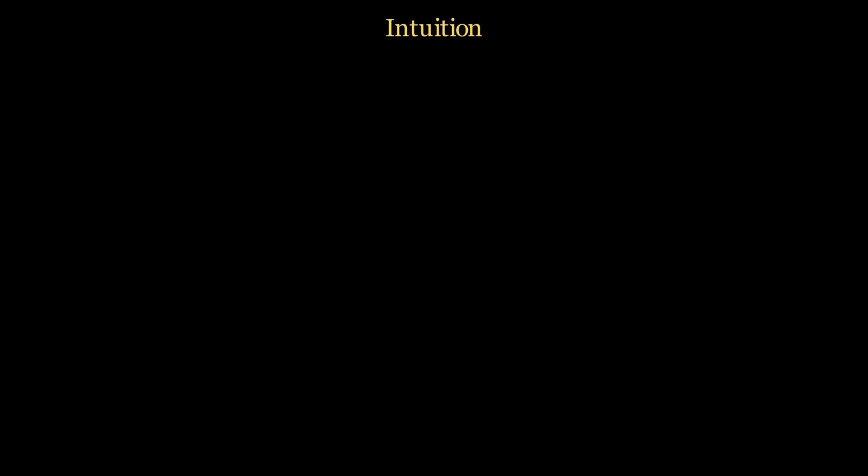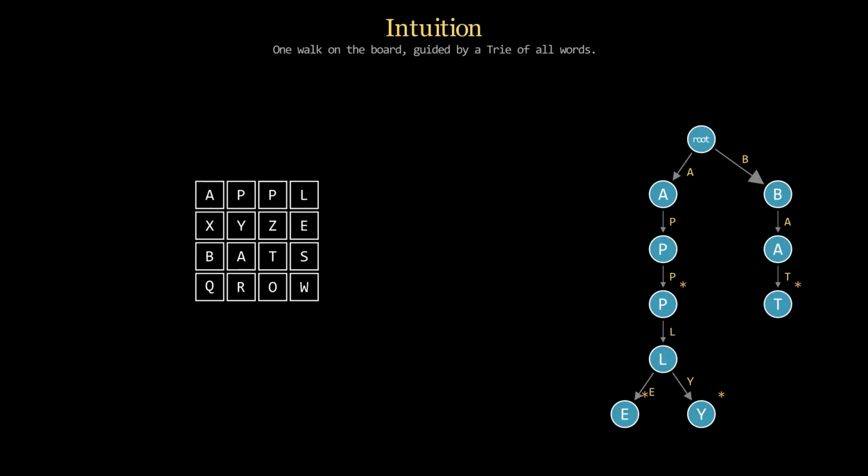Instead of one hunt per word, we keep a tree of the whole dictionary. As we move on the board, we move through the tree. It is a map of every valid prefix. If the next letter is not a child of the current node, no word in the list can match along that extension, so we stop exploring that branch.